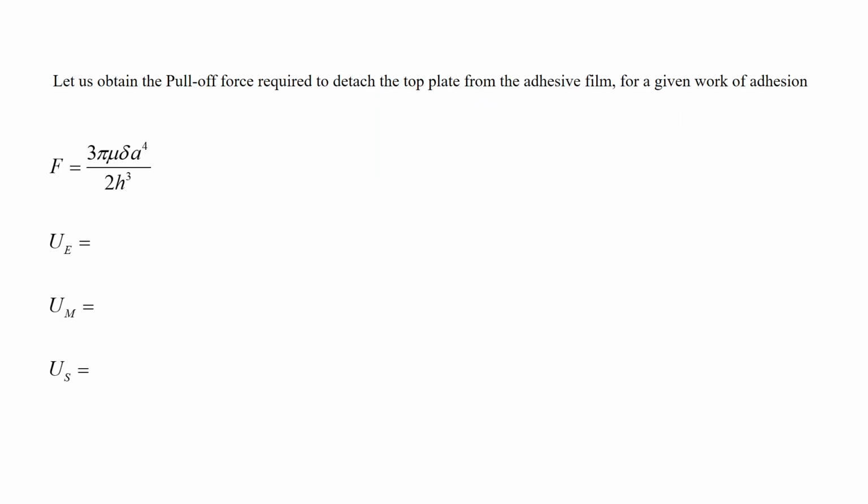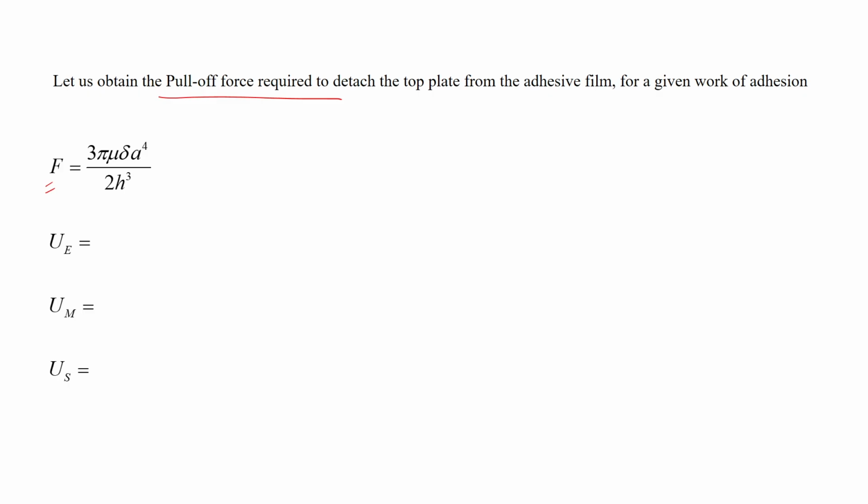Now, this was about compression, but in this case also we can apply a similar approach to what we have done earlier for obtaining the pull-off load required to detach this top plate from this adhesive. Here we have just estimated the total load, capital P, the pull-off load. So, I am writing F is equal to 3 pi mu delta a to the power 4 by 2 h cube.